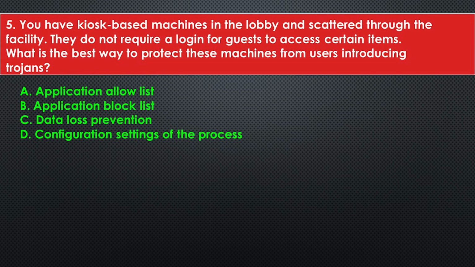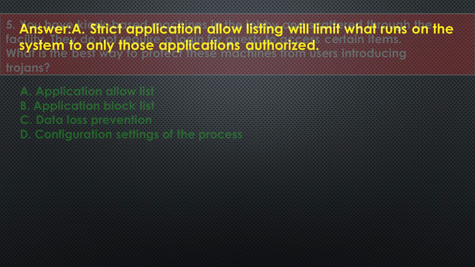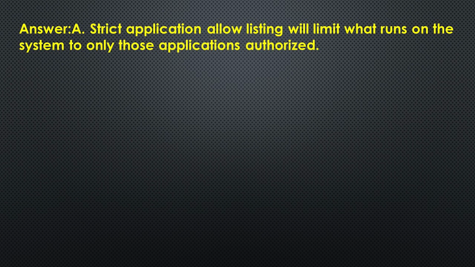5. You have kiosk-based machines in the lobby and scattered through the facility. They do not require a login for guests to access certain items. What is the best way to protect these machines from users introducing Trojans? A. Application allow list. B. Application block list. C. Data loss prevention. D. Configuration settings of the process. Answer A. Strict application allow listing will limit what runs on the system to only those applications authorized.